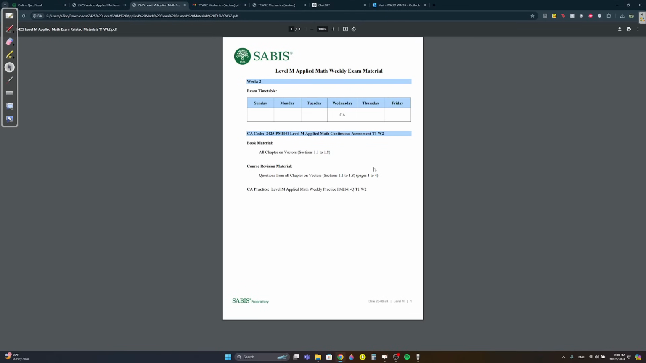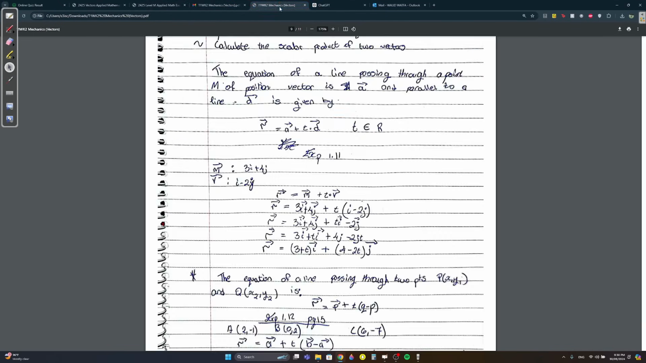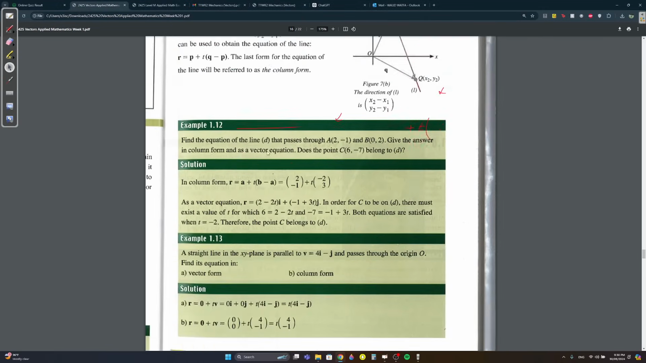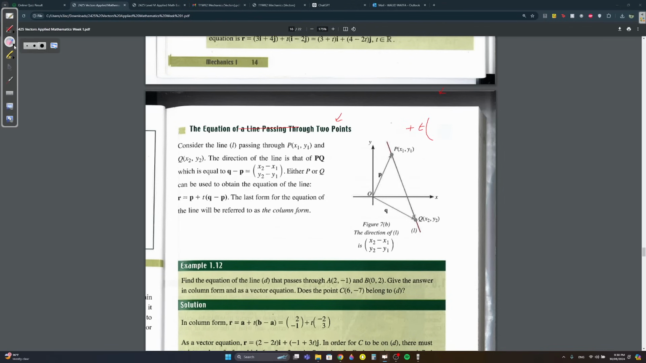Okay, then you have the equation for 2 points. For 2 points, it's very easy. Let's say you want to find the equation of a line passing through P and Q. You take the first point, you write it down, plus, again, t, we're always using the t for the equation of a line, times the second point minus the first point. So let me show you the exercise in the book.